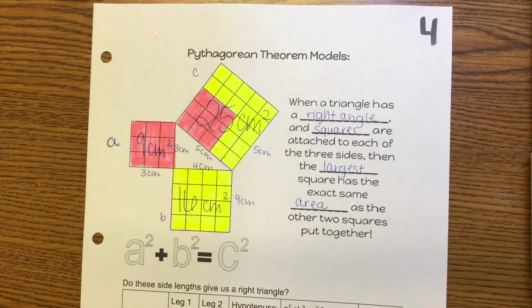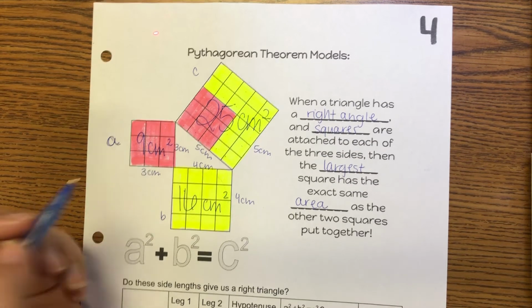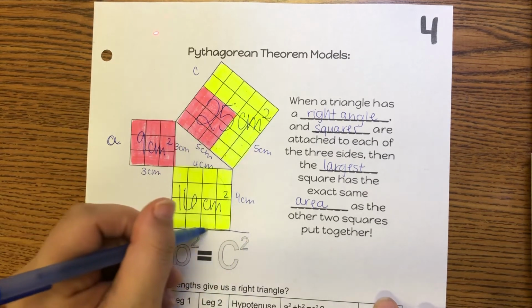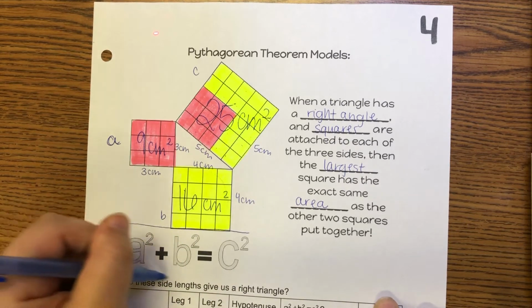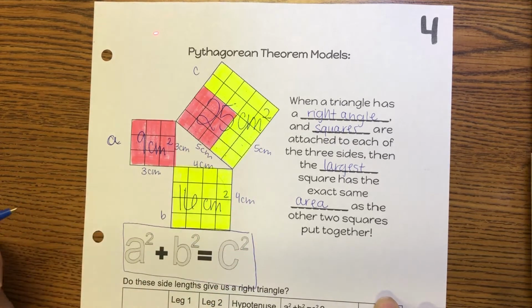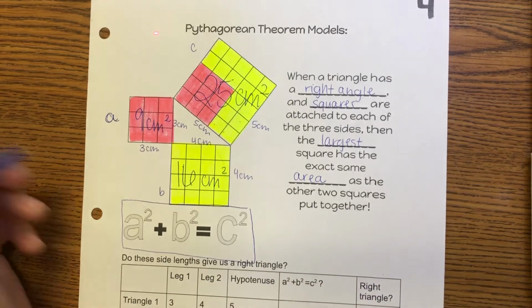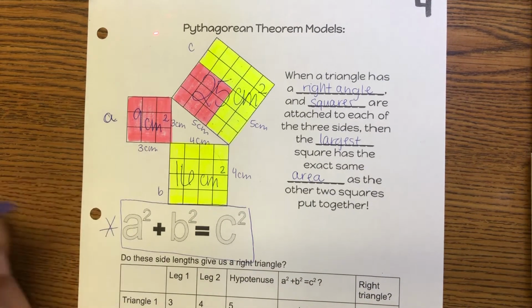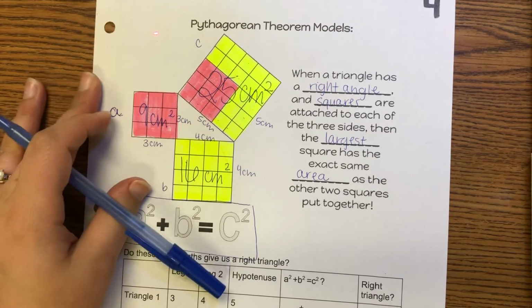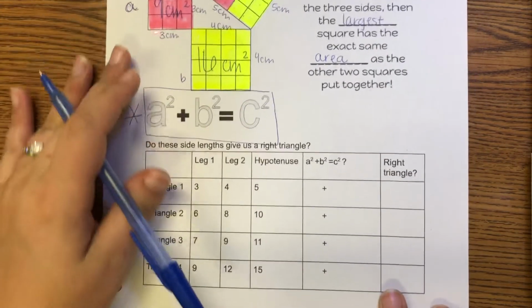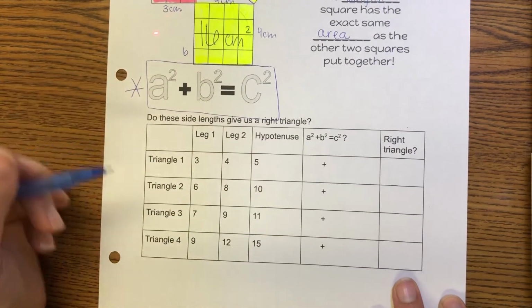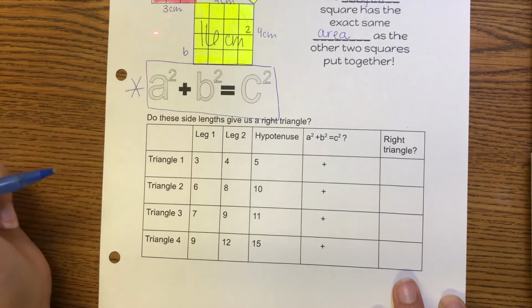So whenever we talk about Pythagorean theorem, we use this right here. This is the actual Pythagorean theorem that you will use: A squared plus B squared equals C squared. This is so important to know because you're going to use it. So whenever we get to the bottom, we start talking about how this looks.